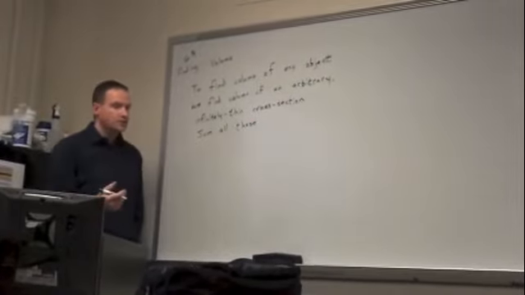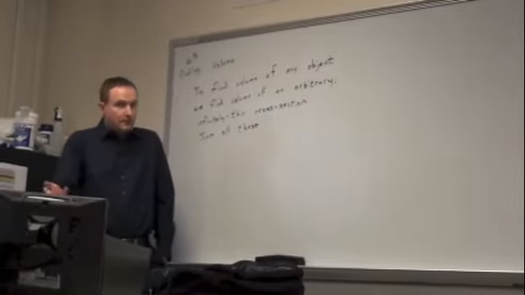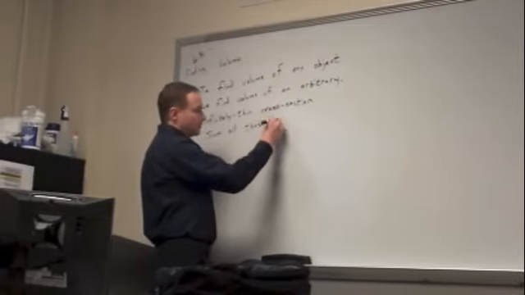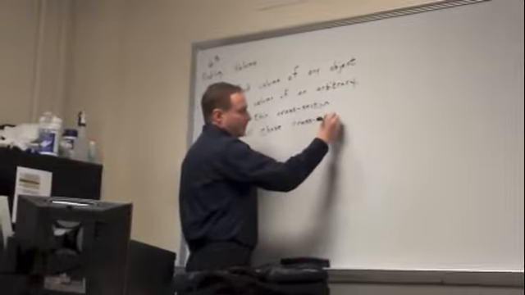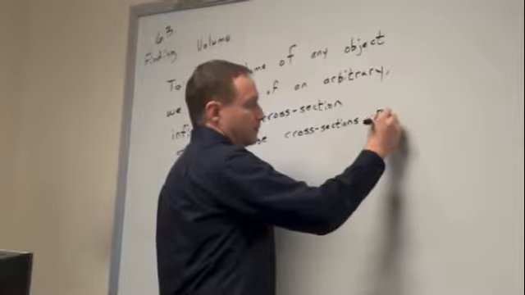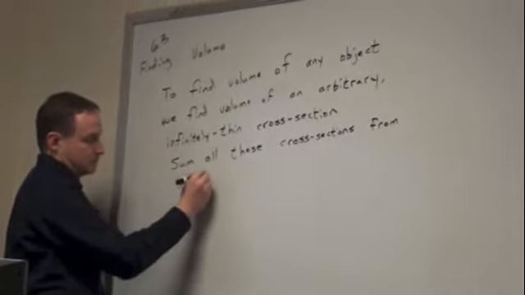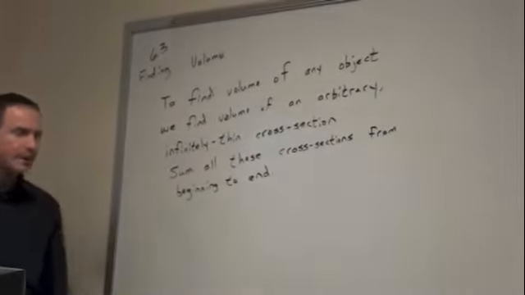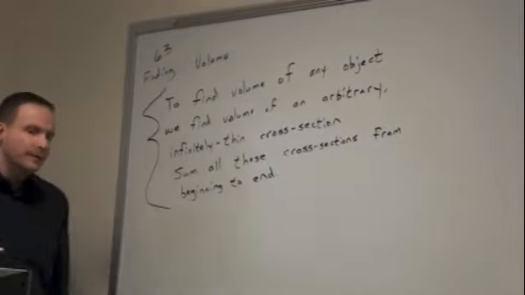And how many cross-sections are there? Infinitely many of them. Can we do that? Yeah, that's what the integral does. It's a summation formula. Sum all these infinitely many thin cross-sections from where the object begins to where it ends. If we think of volume within this context, hopefully it's going to make some sense.